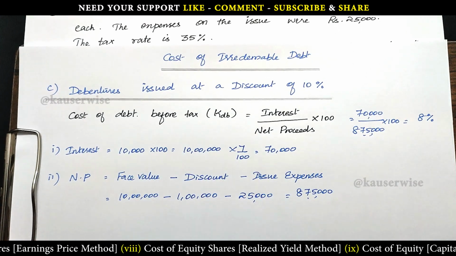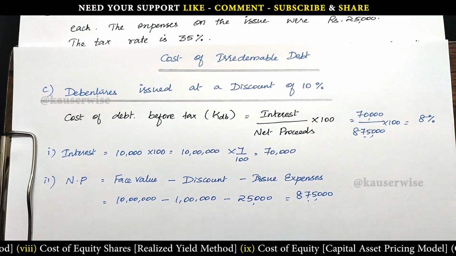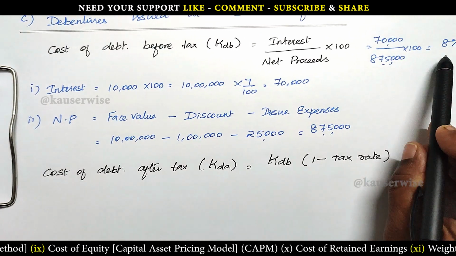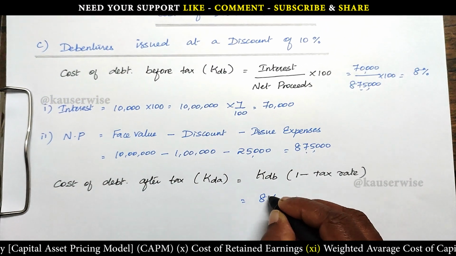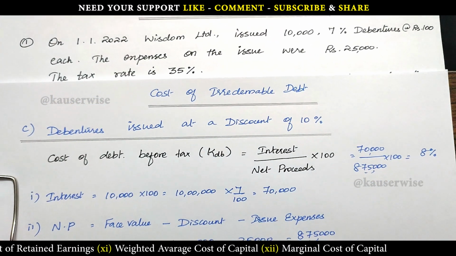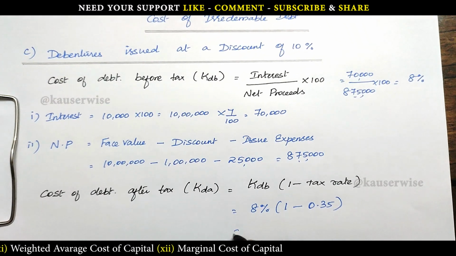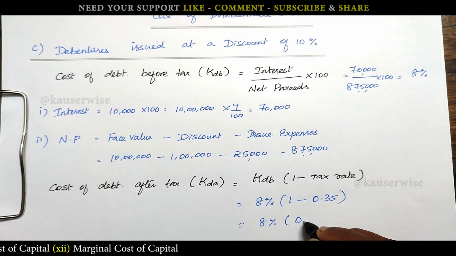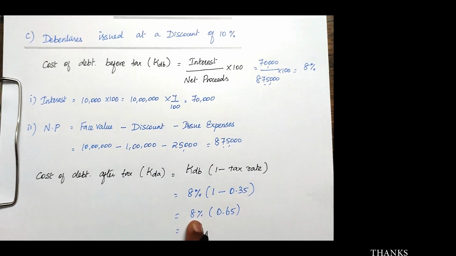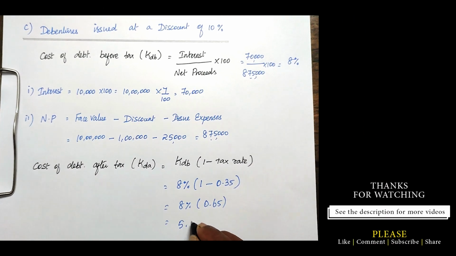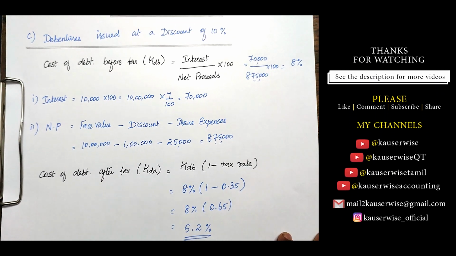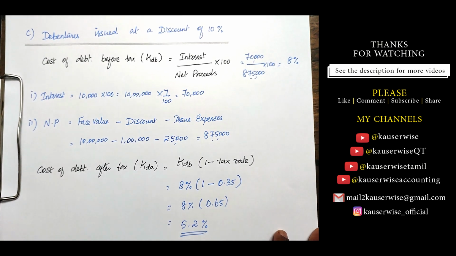Now we are going to see the calculation for cost of debt after tax. The cost of debt after tax is equal to cost of debt before tax, 8%, into 1 minus tax rate. See the problem, 35%, so 0.35. So 8% into 0.65, that is 1 minus 0.35. So 8 into 0.65, you will be getting 5.2%. This is the way to calculate cost of debentures issued at par, at premium, at discount.